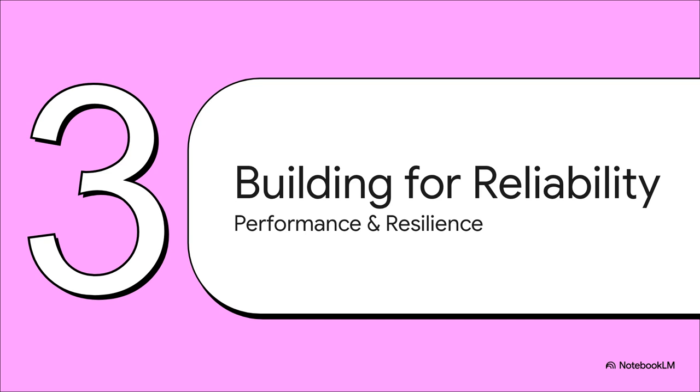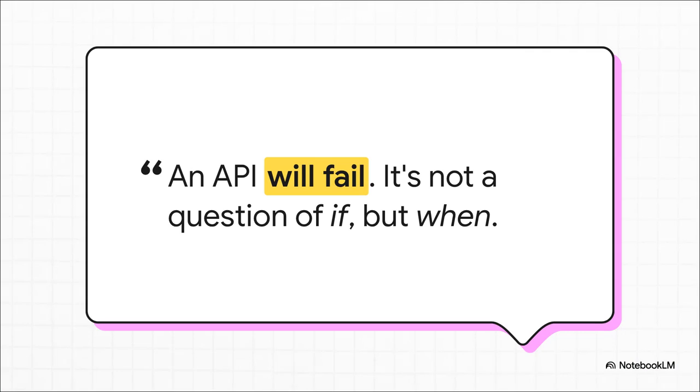But a smart system isn't just about being clever. It's also got to be tough. It needs a good set of armor. So let's talk about how to build for the real world, focusing on reliability and performance. This is one of those fundamental truths in tech, and it's especially true when you're relying on outside services. An API is going to fail. It's just a fact. It could go down, get overloaded, or just spit back an error. You absolutely have to plan for it.